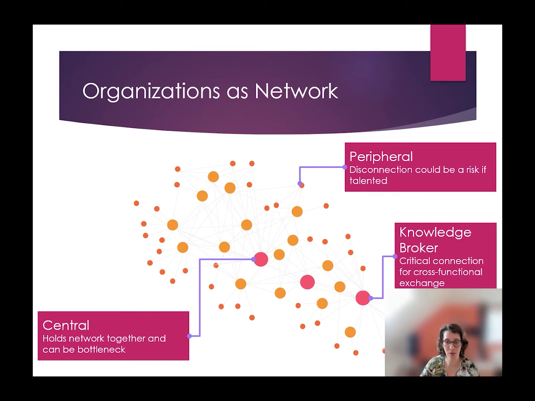Then we also have knowledge brokers. These are critical connections for the cross-functional exchange. And they are also really important to hold the network together and to make sure that everyone really has the right information and is connecting different dots together. And then we have peripheral roles that are kind of like disconnects. But if somebody is talented, it could still be a risk to the network if these people are leaving. So you also want to make sure that you have enough information about them.